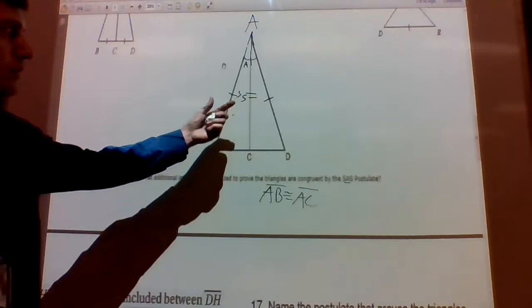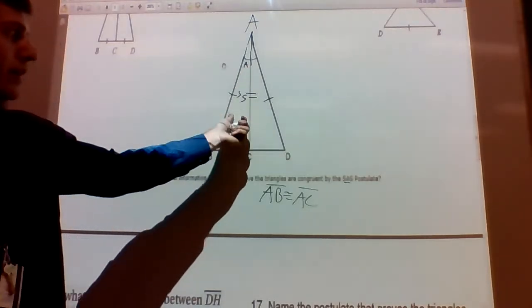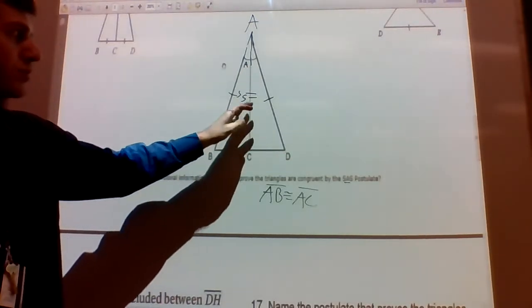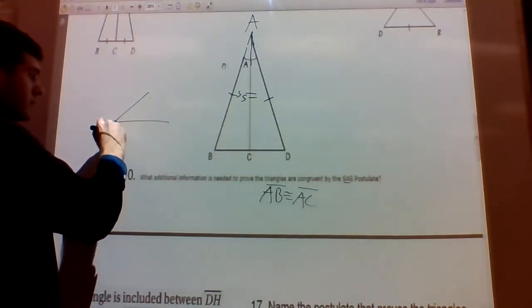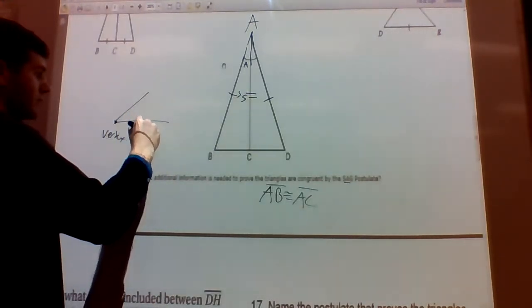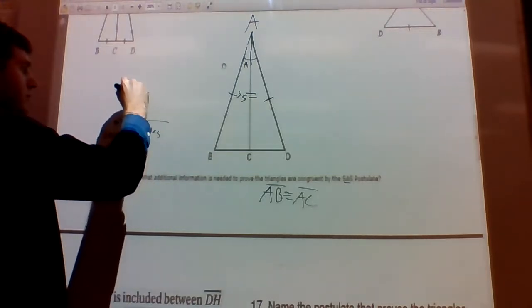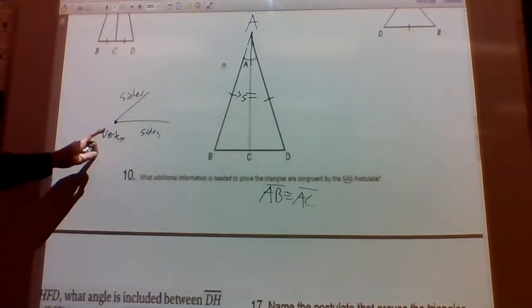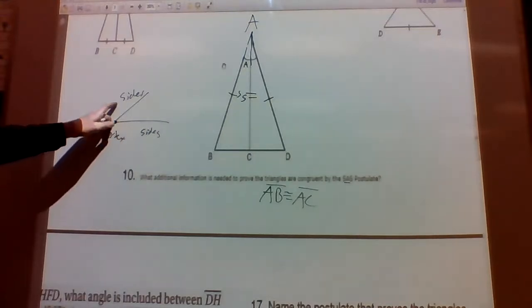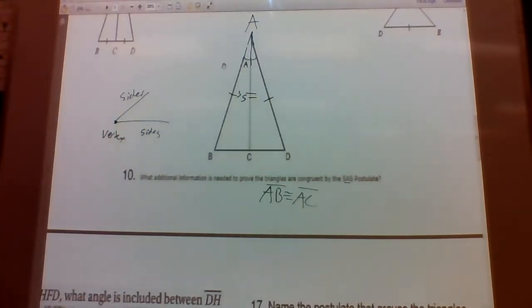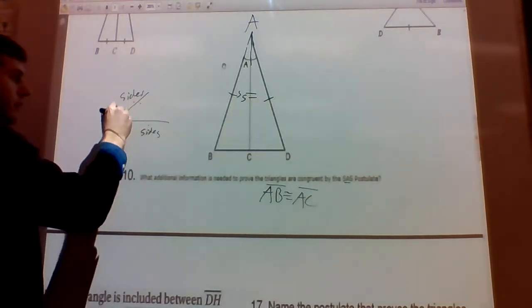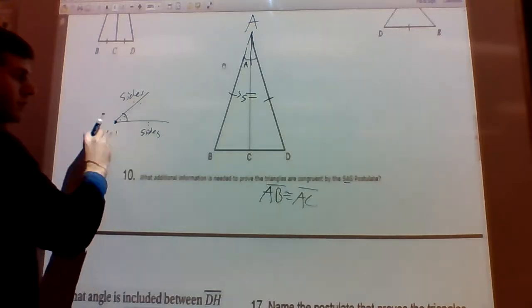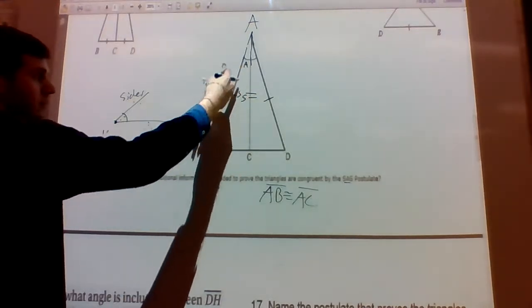The included angle is the angle between them, right? It's the angle that each side forms. Remember, an angle is a vertex and two sides. So an included angle is going to be the angle that has the two sides that are the congruent pieces. Okay. We want to go side, angle, side.